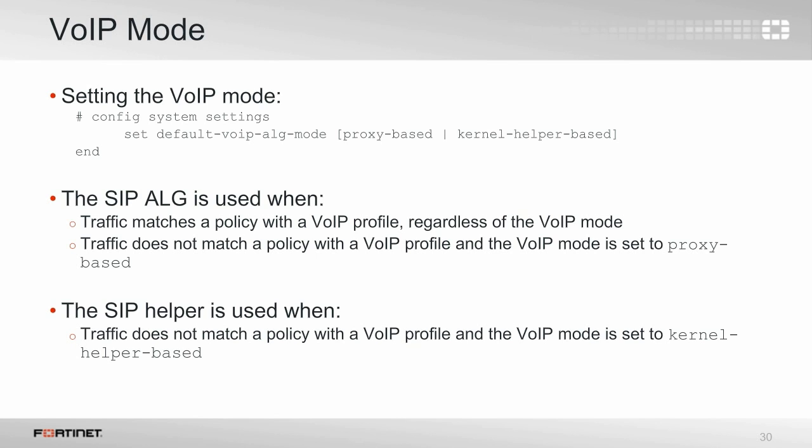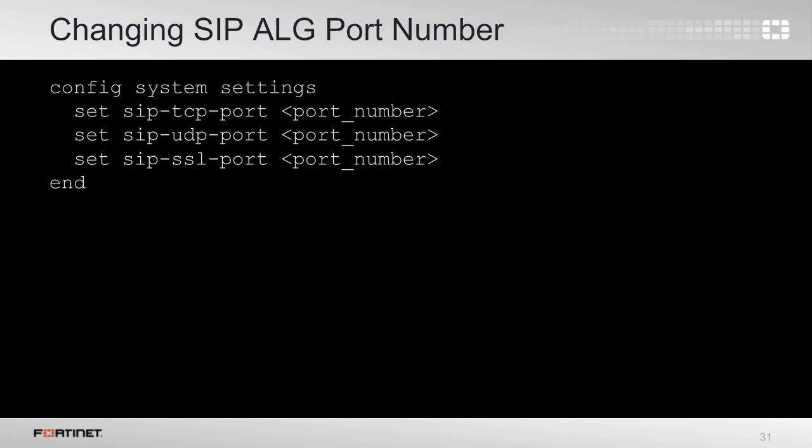Fortinet recommends the use of SIP ALG. The SIP helper should only be used when the SIP ALG is not working as expected. These are the commands you use to change the ports for the SIP ALG. The SIP ALG supports SIP over UDP, SIP over TCP, and encrypted SSL SIP.